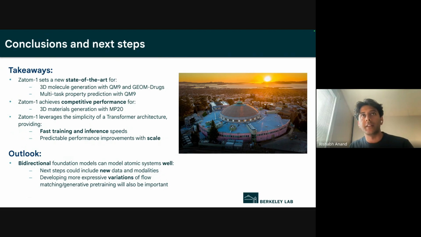Something that's not on the slide that we are also interested in is that there's a lot of excitement over interpretability, or so-called mechanistic interpretability, of transformer-based or LLM-based architectures. Could we use such intervention methods to steer Zatom towards more desirable areas of molecular space or chemical space? What would that look like?